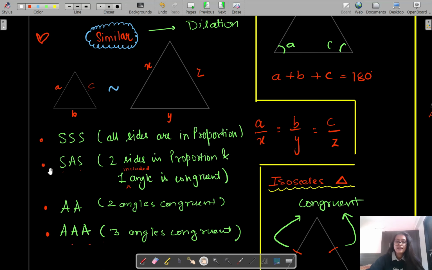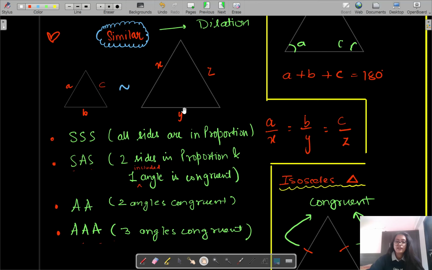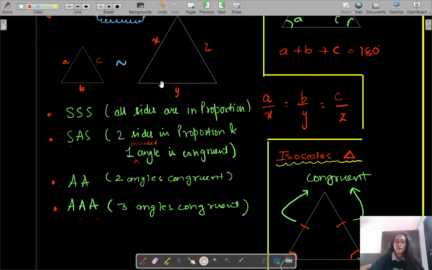Second criteria is SAS, which stands for side angle side. Here again, it means two sides are in proportion and one included angle is congruent, then the two triangles will be similar. Then the third criteria, well, before the third criteria, you should know the fourth criteria. Fourth criteria says AAA, which stands for angle, angle, angle. Now, if three angles of one triangle are congruent to the three angles of the other triangle, then these two triangles will be similar.